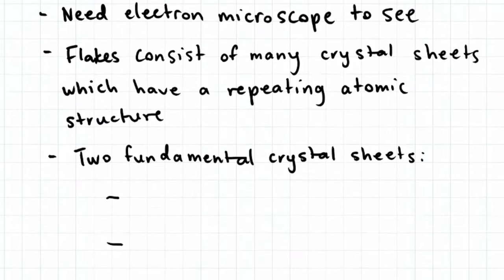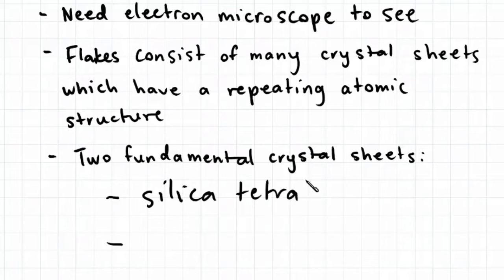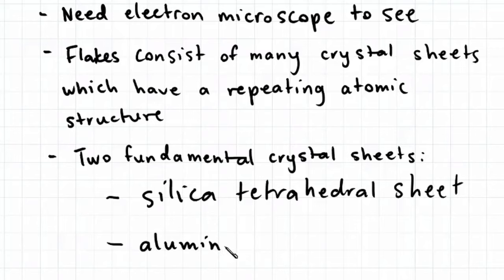From X-ray diffraction studies, scientists have found that these flakes are made up of many crystal sheets which have a repeating atomic structure. And it has been found that there are two fundamental crystal sheets which form the main building blocks for clay minerals: a silica tetrahedral sheet and secondly, an alumina octahedral sheet.